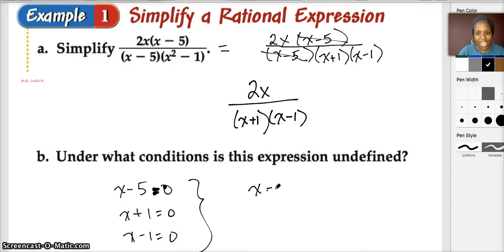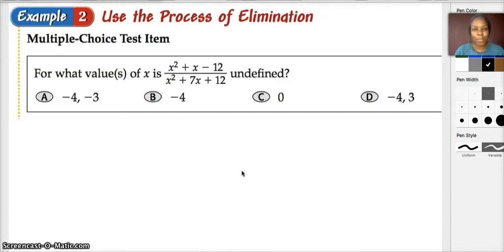So x cannot equal 5, or in this case, -1, or in this final case, +1. A very important skill that we need to learn as we're taking standardized tests is the process of elimination. So I know you guys would know how to answer this question. In this problem, we're asked to figure out for what values of x the answer will be undefined. So what you would do is take the denominator, factor it, set it equal to 0, boom. But how can you use the answer choices to help you?